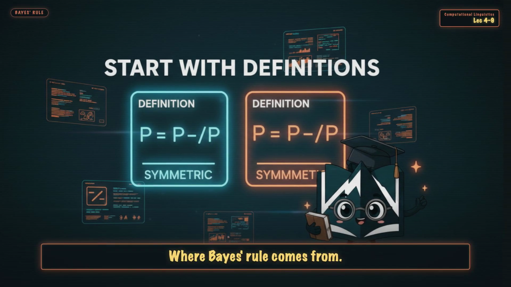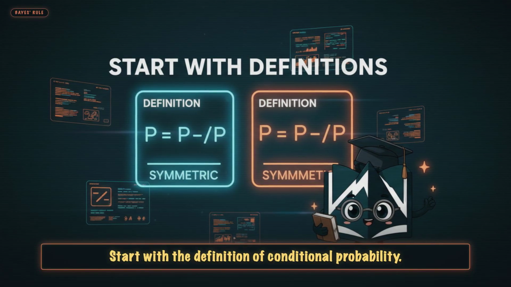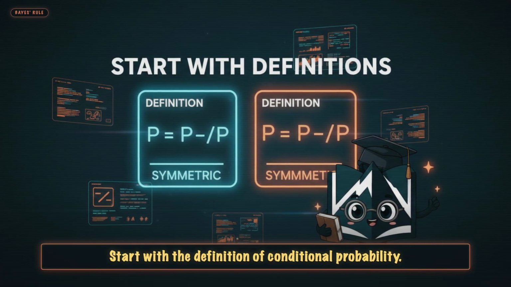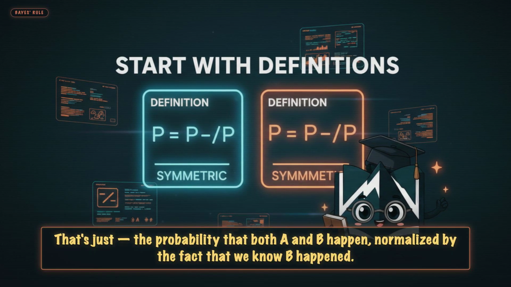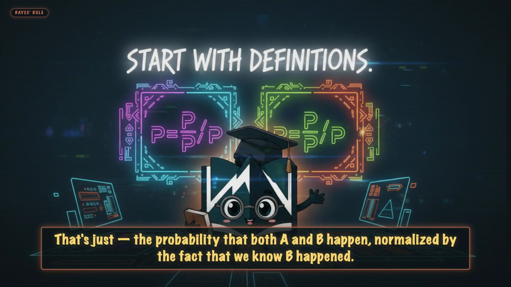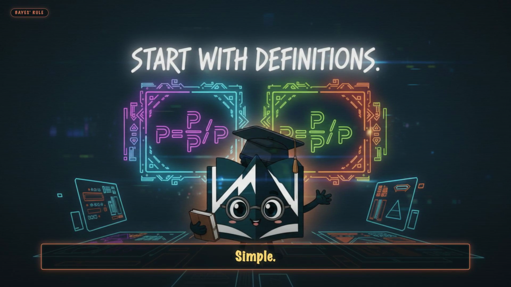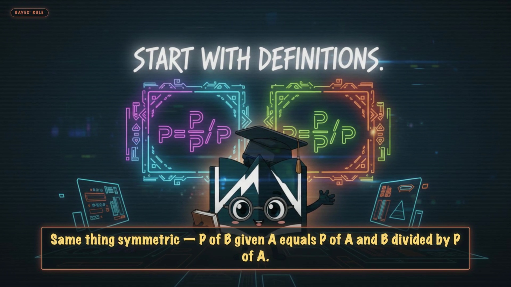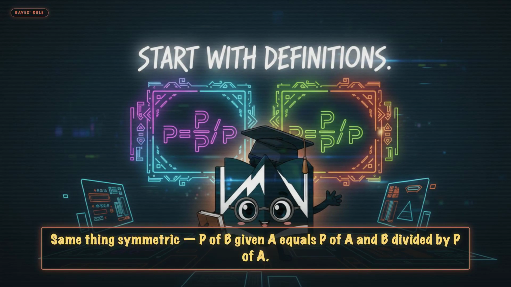Beat 1. Where Bayes' rule comes from. Start with the definition of conditional probability. P of A given B equals P of A and B divided by P of B. That's just the probability that both A and B happen, normalized by the fact that we know B happened. Simple. Same thing, symmetric. P of B given A equals P of A and B divided by P of A.